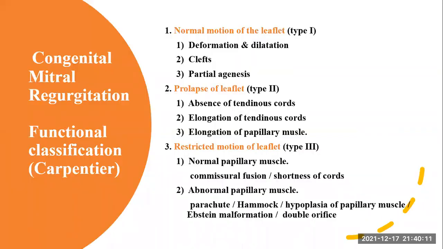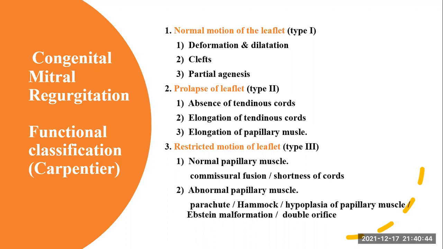So the Carpentier classification for the mitral regurgitation, congenital mitral regurgitation, it is classified in 3 types: the normal motion of the leaflets, the prolapse of the leaflets, and the restricted motion of the leaflets. Normal motion: deformation and dilatation, clefts, partial agenesis. Prolapse of the leaflets: absence of tendinous cords, elongation of tendinous cords, and elongation of papillary muscle.